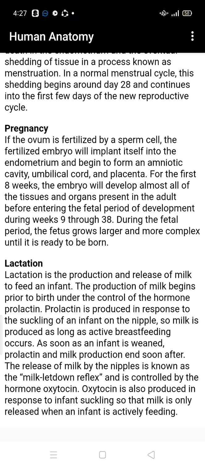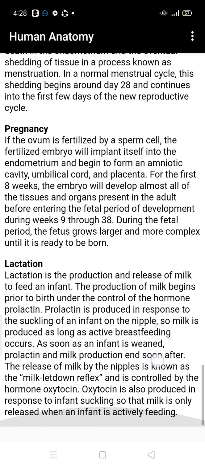What is pregnancy? If the ovum is fertilized by a sperm cell, the fertilized embryo will implant itself into the endometrium and begin to form an amniotic cavity, umbilical cord, and placenta. For the first 8 weeks, the embryo will develop almost all of the tissues and organs present in the adult before entering the fetal period of development during weeks 9 through 38. During the fetal period, the fetus grows larger and more complex until it is ready to be born. Now we will discuss lactation.